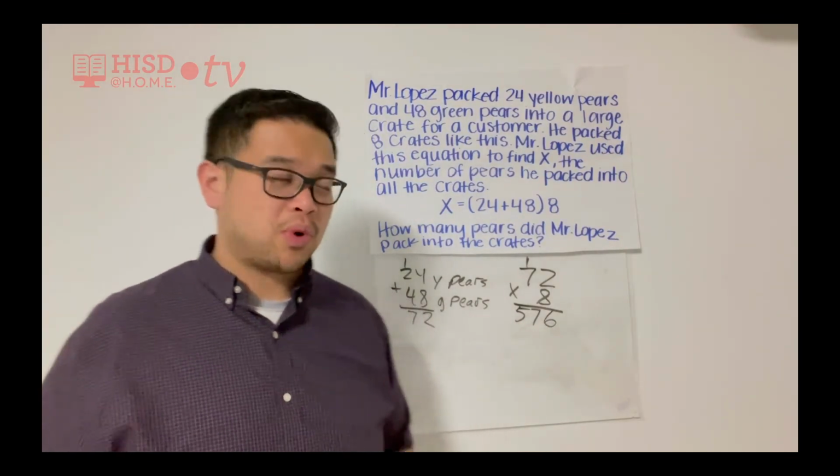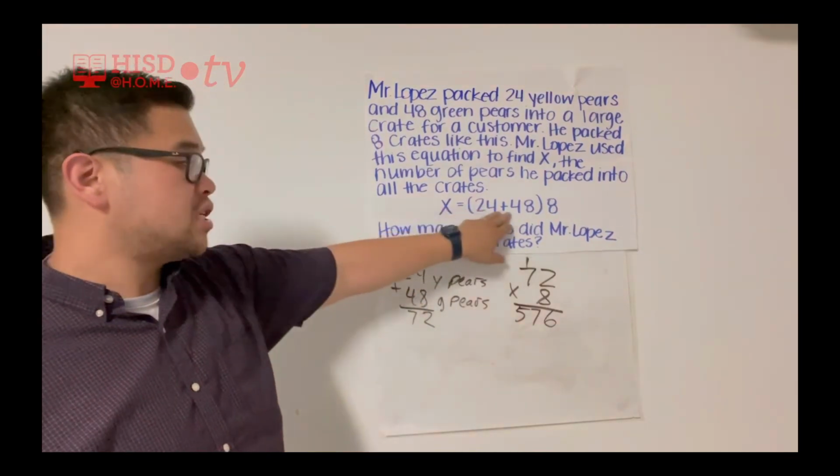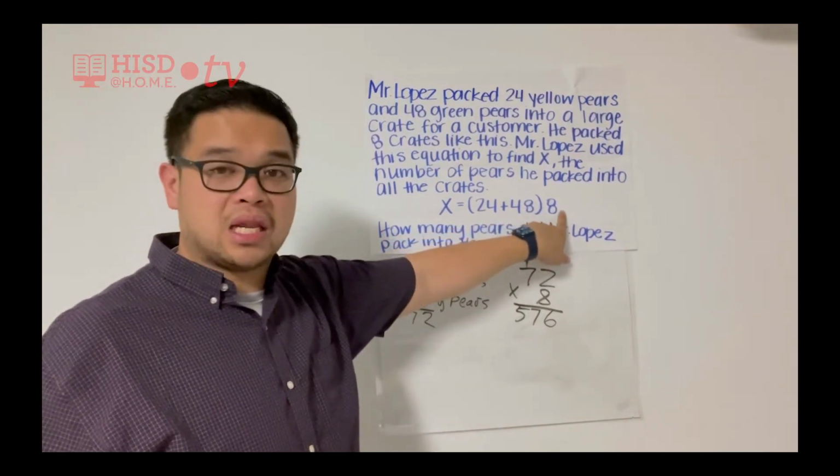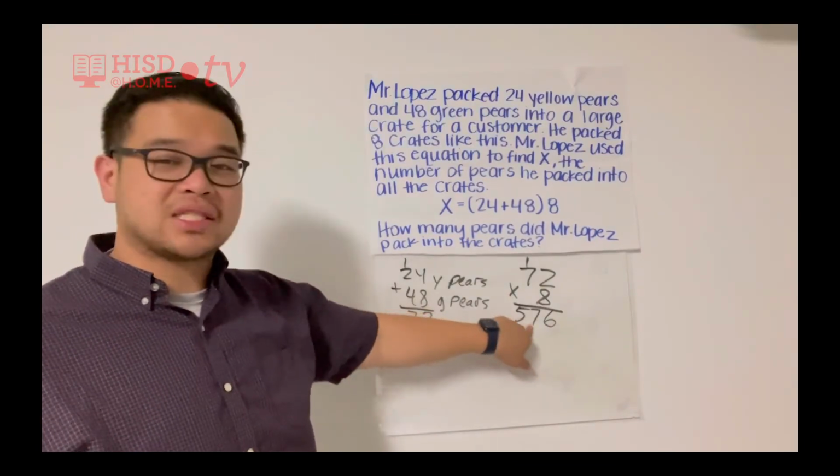So let's just recap this problem. We have to find out how many pairs he had altogether, because that's what's in the parentheses first, and then we multiply that by 8. And that gives us our answer of 576.